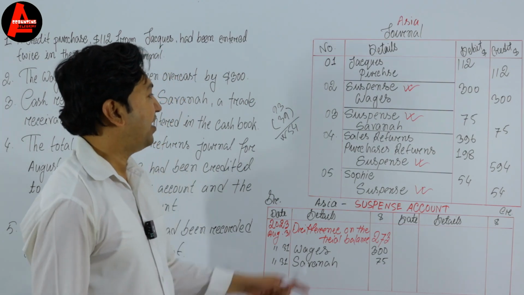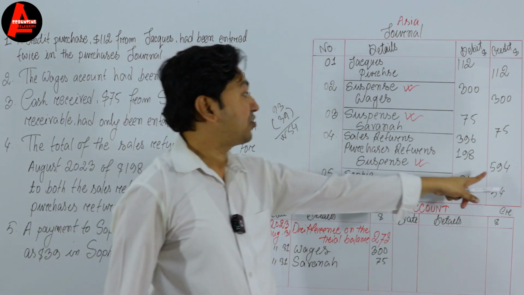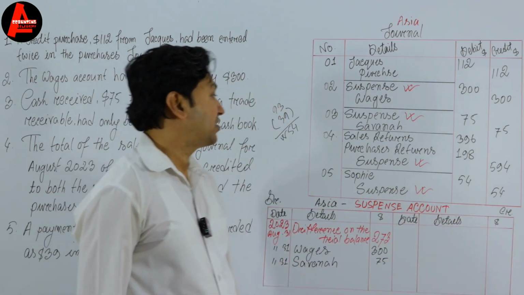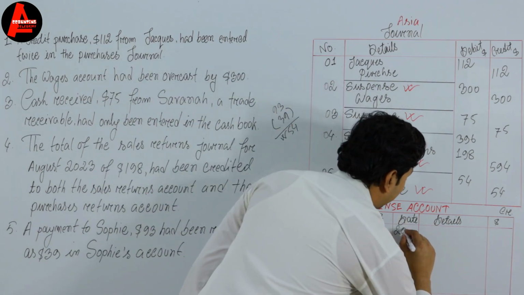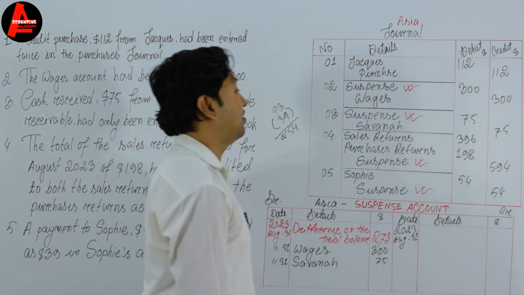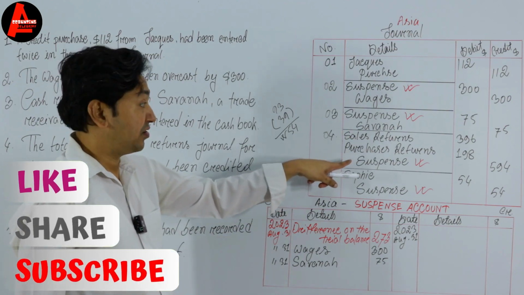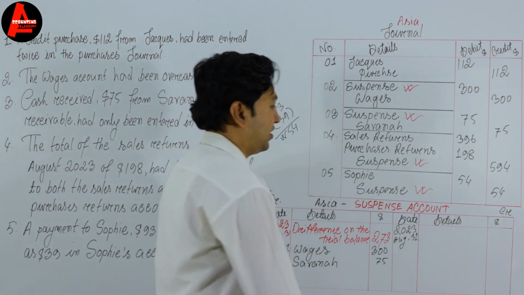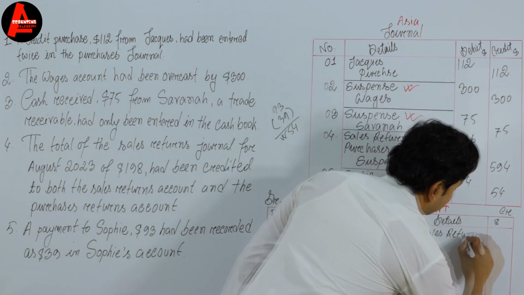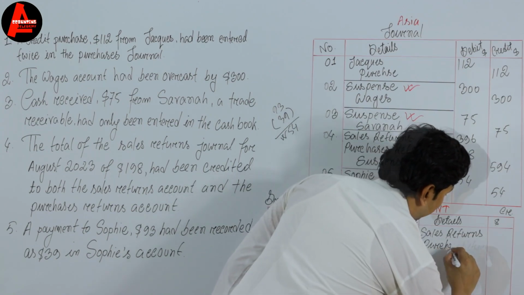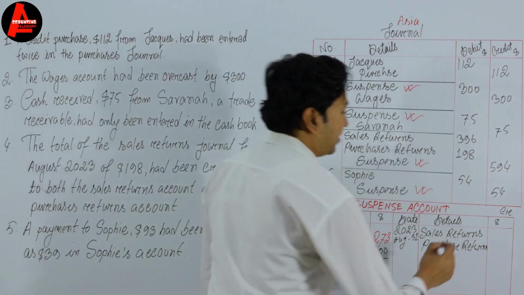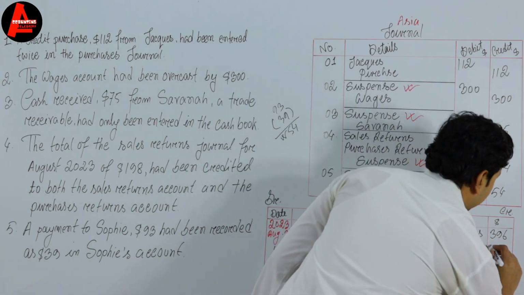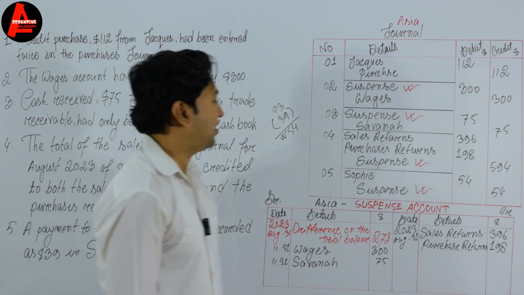Okay, great. And then number 4, here we have suspense, but it is on the credit side. Here the suspense account is credited. So now we will go to the credit side. Let us write the date first, 2023 August 31st. Here we have two corresponding accounts. One is sales returns and one is purchase returns. So we need to write both of them. First one is sales returns, and second one is purchase returns. Here sales returns we have $396 and purchase returns is $198. So we will write here 198. Okay, done.